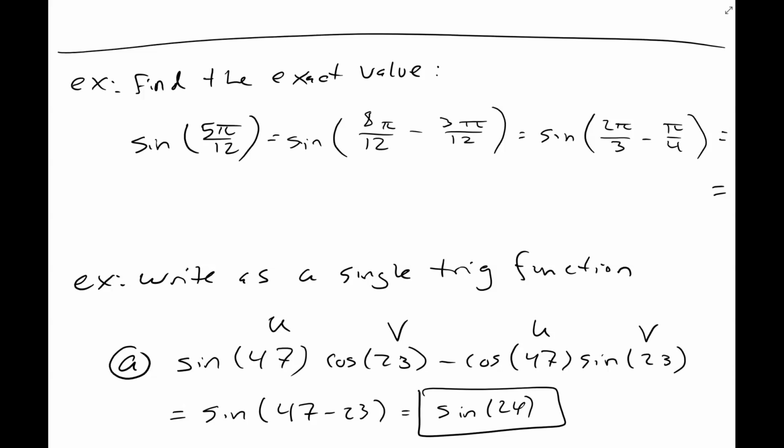Look at the difference formula for sine if you don't see exactly what we did. The difference formula for sine is sine of u times cosine of v minus cosine of u times sine of v, right? So that is exactly what we have here. And so it just simplifies down, like one little step, easy peasy.